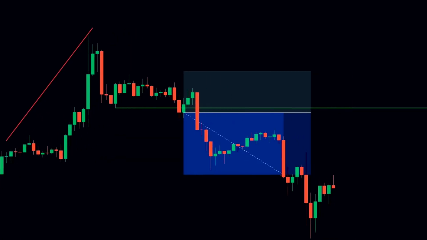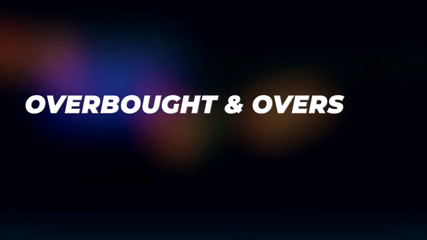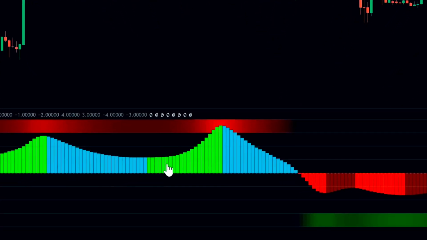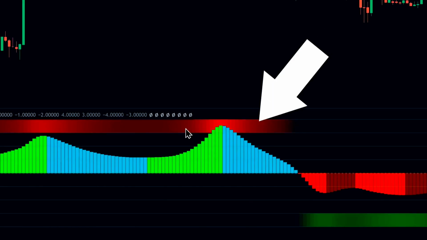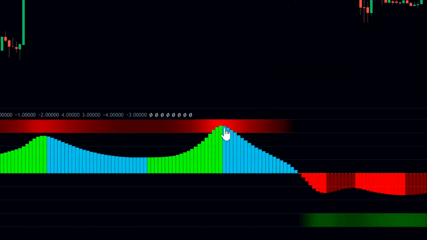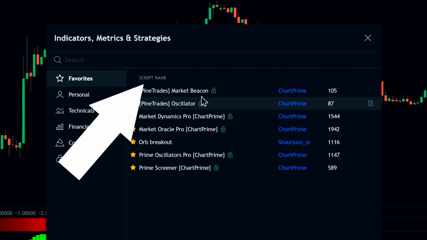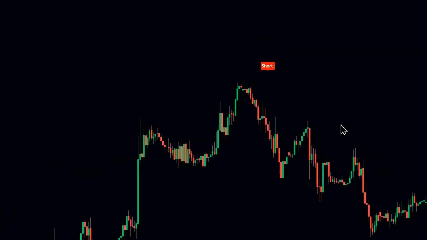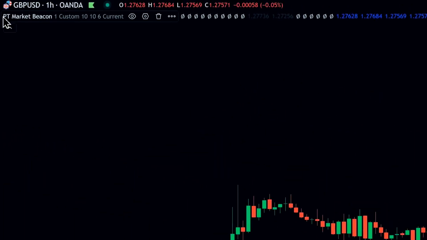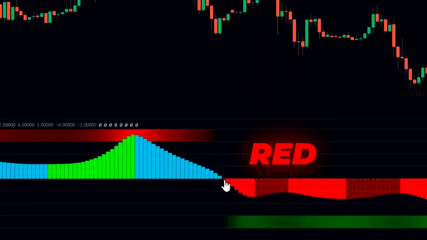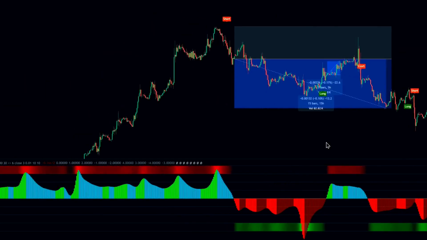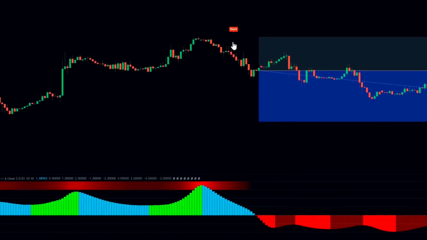The second strategy involves identifying overbought and oversold conditions. As mentioned earlier, the red zone at the top marks overbought levels. When the histogram enters this zone, wait for a short signal from the PT Market Beacon indicator. Add this to your chart to see long and short signals. After an overbought condition, look for a short signal. The histogram must then turn red before entering a short trade. To improve accuracy, limit the signal wait time to 20 candles.